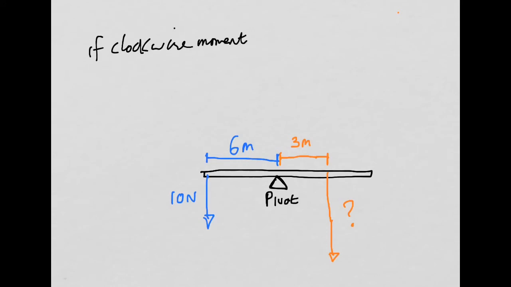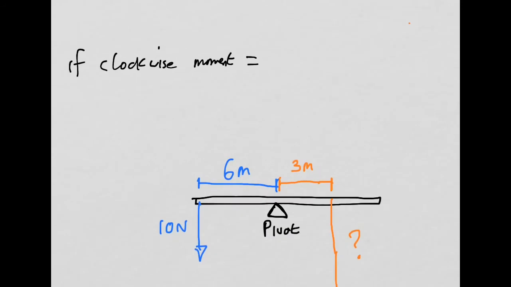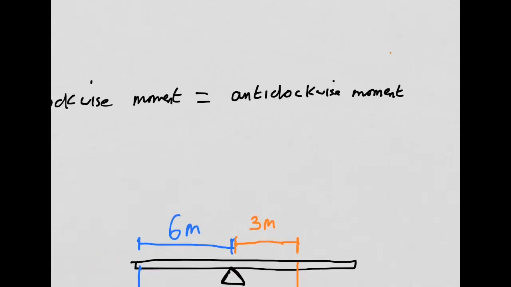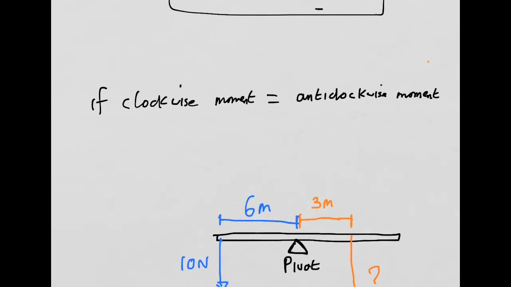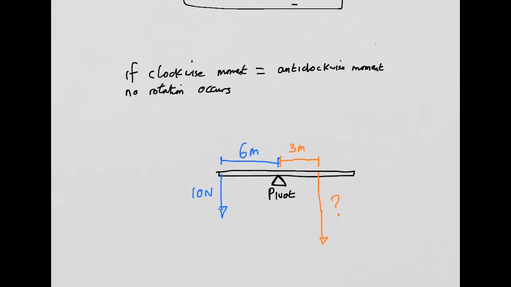And we're going to say if it equals the anti-clockwise moment. In our case, our anti-clockwise moment is produced by the 6 meter distance and the 10 Newton force, the blue stuff. So if the clockwise moment equals the anti-clockwise moment, if they are the same, so the same magnitude in opposite directions, then they are going to balance. They're going to be in equilibrium. In this case, there's going to be no rotation of the system. Okay, so no rotation will occur.